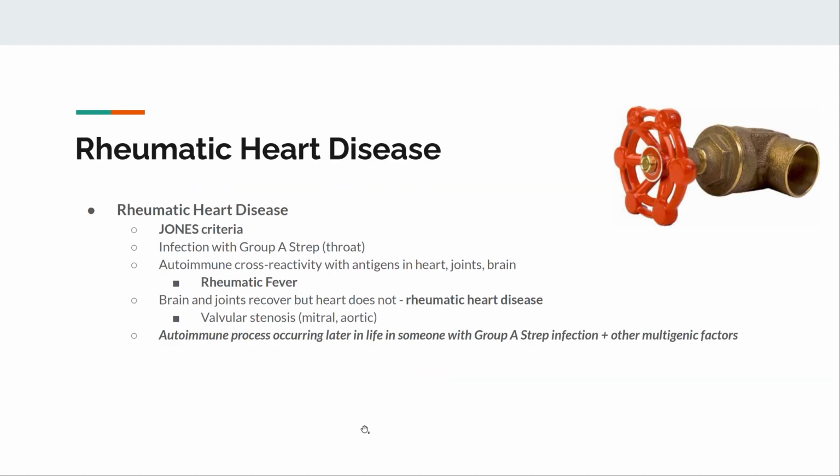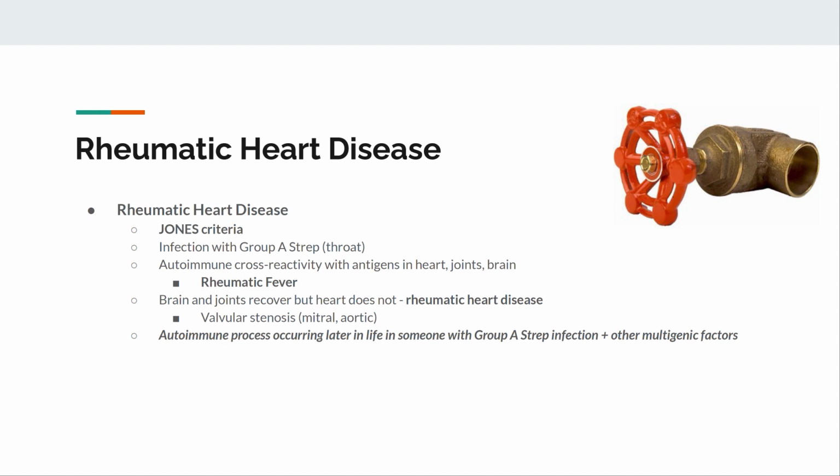Rheumatic heart disease. This is something that I think is kind of poorly understood, and a lot of people think that rheumatic heart disease and rheumatic fever have to do with an infection. So for rheumatic heart disease, firstly you need to know the Jones criteria for diagnosis, which we'll talk about on the next slide. But you need to recognize that this starts as a throat infection with group A strep.